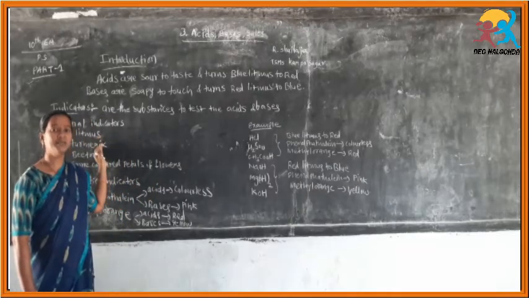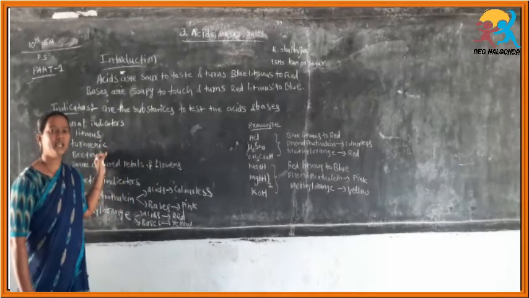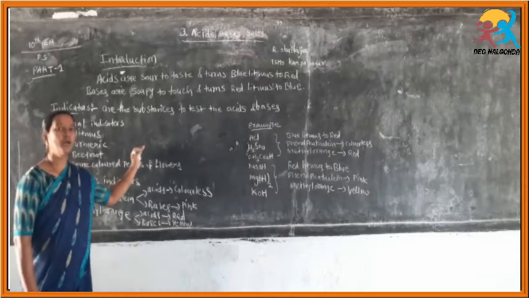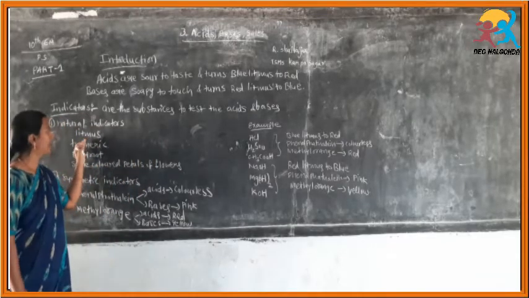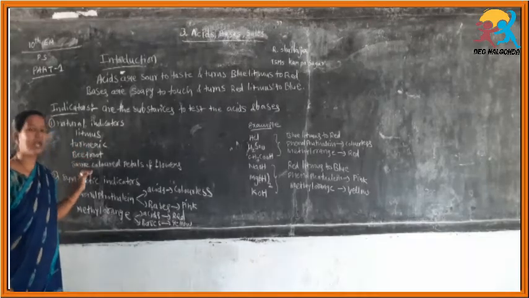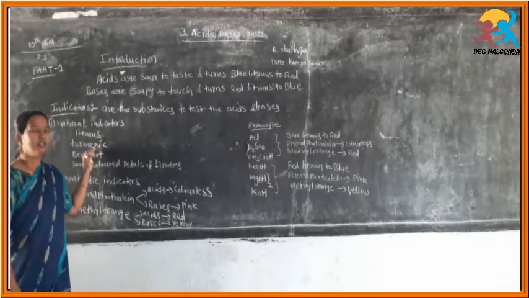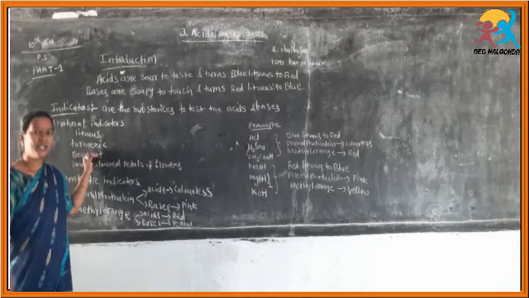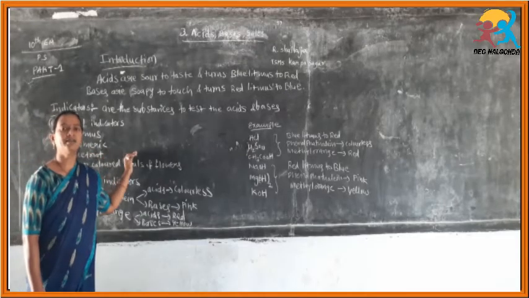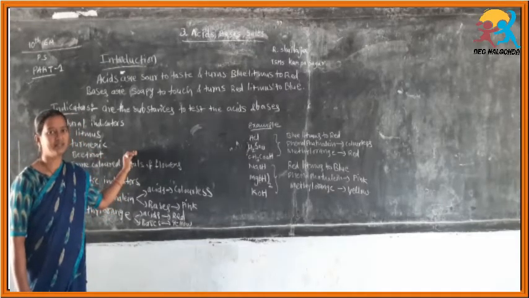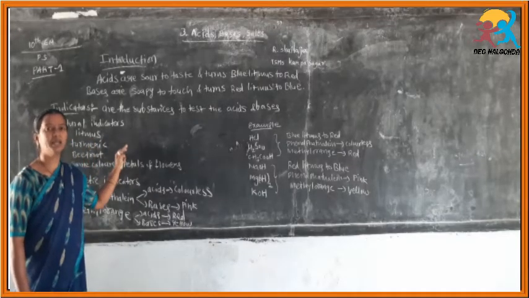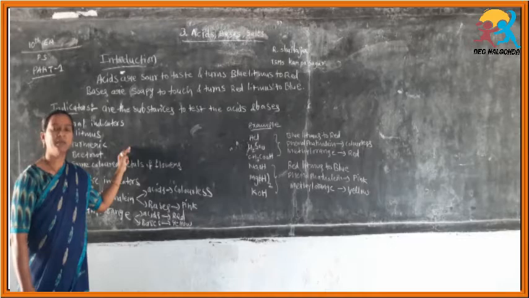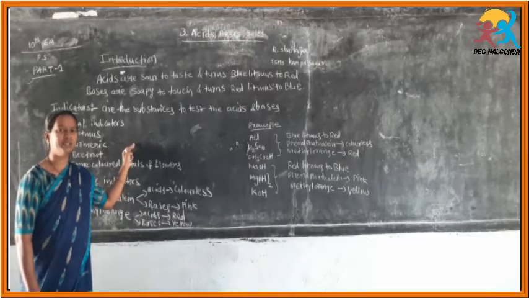There are three types of indicators: natural indicators, synthetic indicators and olfactory indicators. Natural indicators include litmus paper, turmeric, beetroot, and some colored petals of flowers. By using these natural indicators, we can identify acidic substances and basic substances. Litmus paper is of two types: blue litmus paper and red litmus paper. By using these litmus papers, we can identify acids and bases.